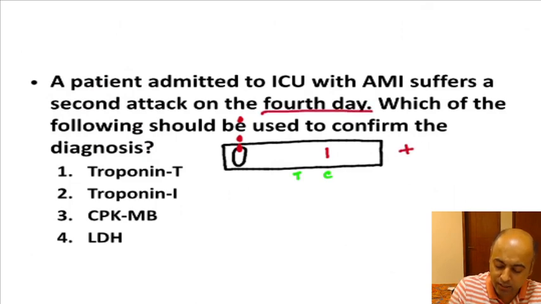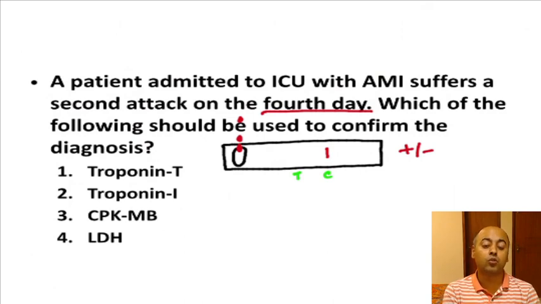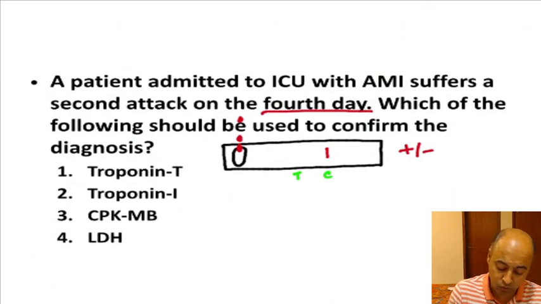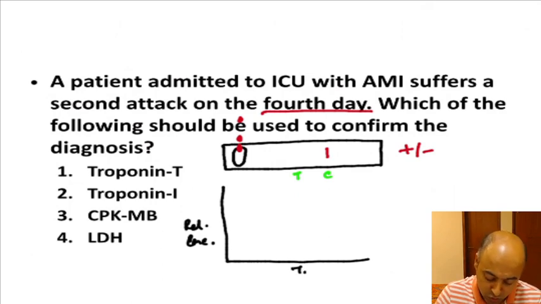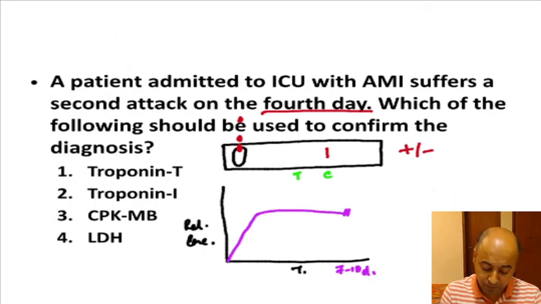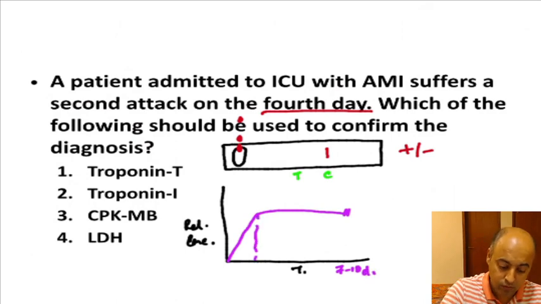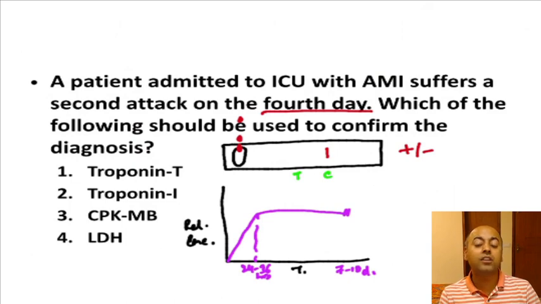Why? Because it is only telling us plus minus, whether the troponin you're trying to measure is elevated or not. Only that information will be provided by the CARD test. It is looking at the relative concentration, and what you have to remember is that troponins remain elevated for 7 to 10 days. Within 24 to 36 hours, it has reached the peak, but after that, it will remain elevated.